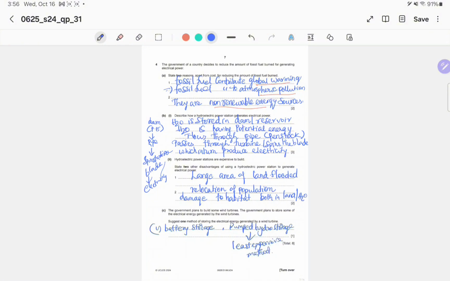There are different methods. One more is, I think, compressed air storage, CAES, compressed air energy storage. I forgot the name, I remember only the short form. These are the three methods. One is battery storage. Second one is pumped hydro storage. Third one is compressed air storage.